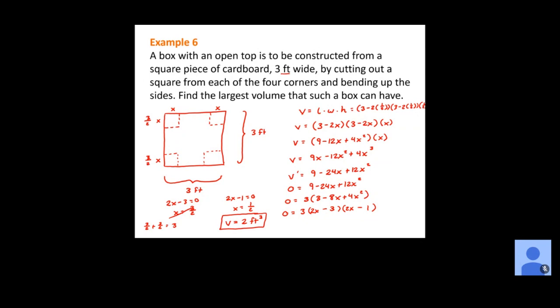So if I cut out 3 from that side, it's no longer going to make a box because I'd be cutting out the entire side at that point. And so that's why we know the only one that's going to work in this case is the 1/2, because that would actually leave enough material to fold up and make a box. Any other questions there?